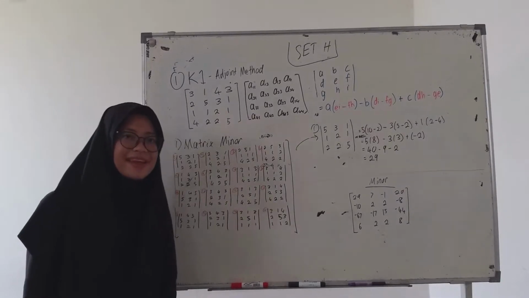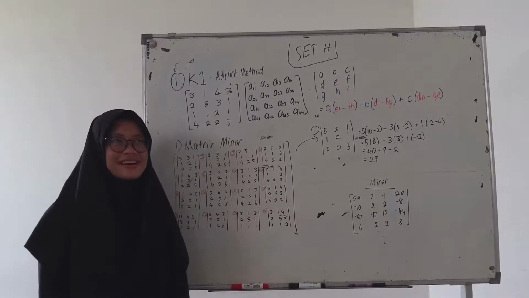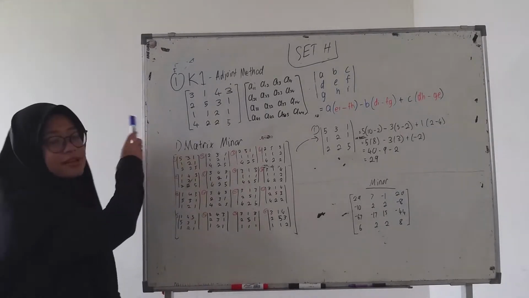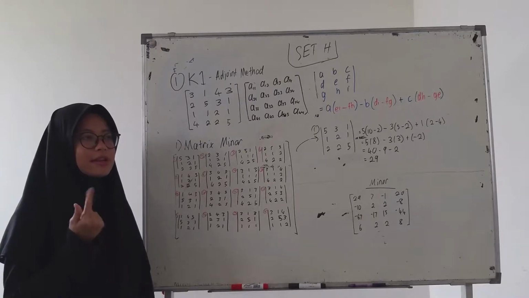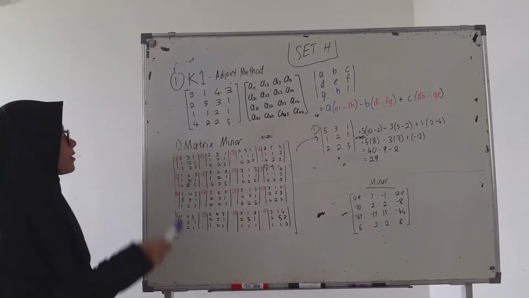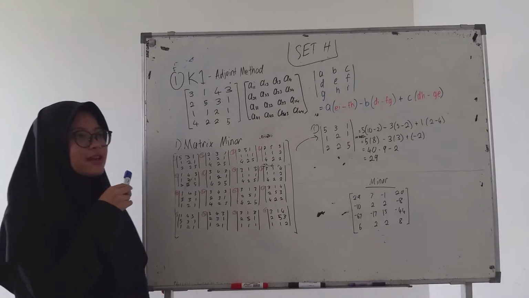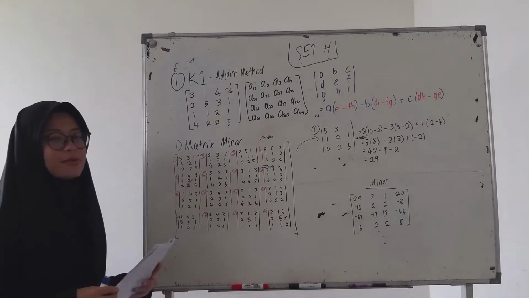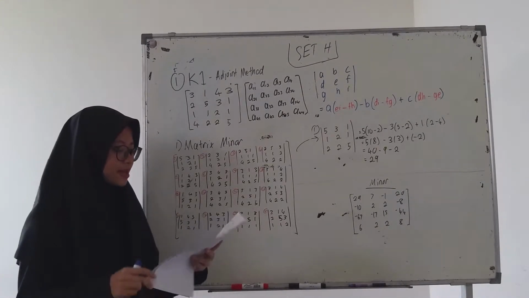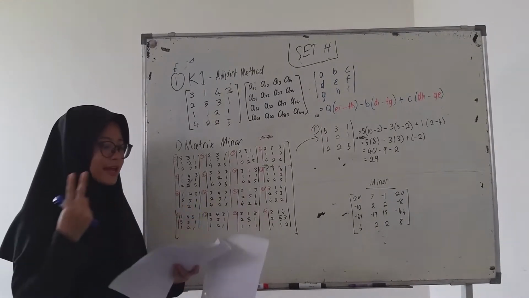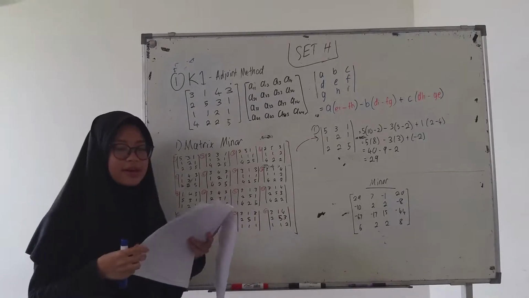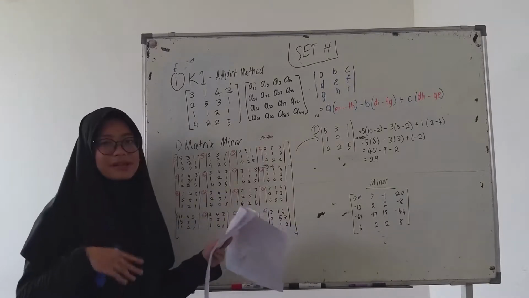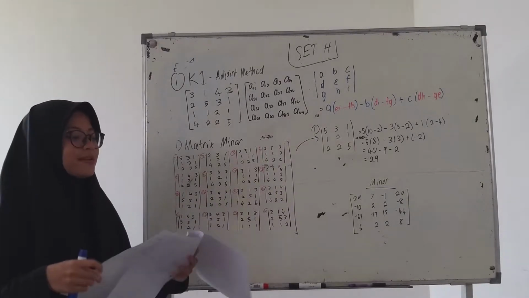Assalamualaikum and hi madam. My name is Nur Saada. So I will explain about the adjoint method for K1. We have K1, K2 and K3, so I will explain for K1. We have 5 steps to get the inverse of a matrix for the adjoint method. First, we will find the matrix minor. Second, we will find the matrix cofactor. Third, we will find adjoint A. Fourth, we will find the determinant. And lastly, we will get the answer, which is the inverse matrix.